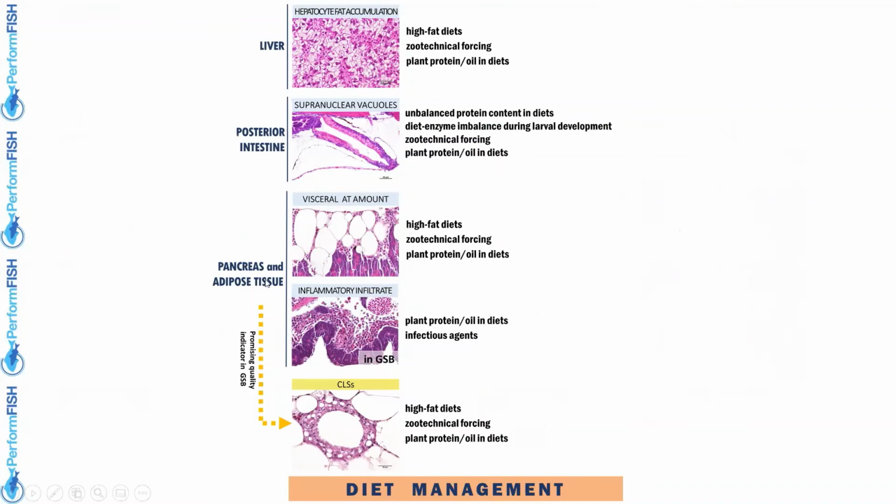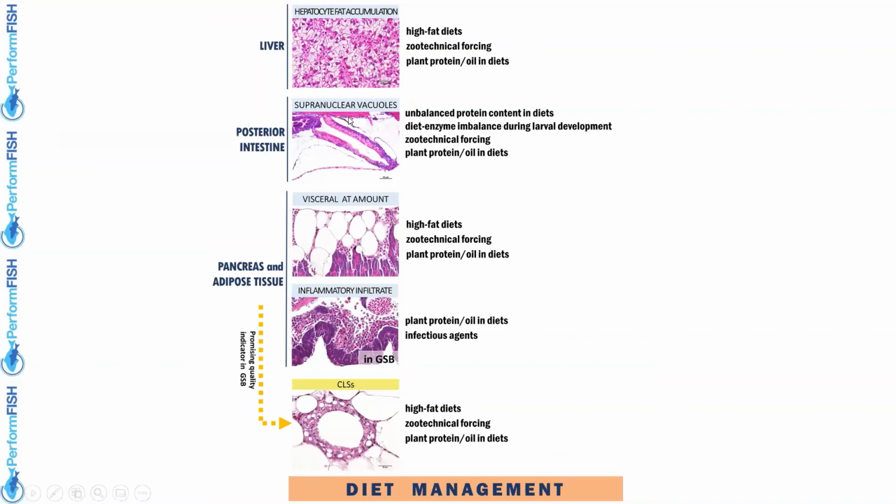are maybe related to nutrition or diet management. For example, the hepatocytic fat accumulation may be related to zootechnical forcing, of course, but also to the kind of material or the diet, so the kind of the diet.